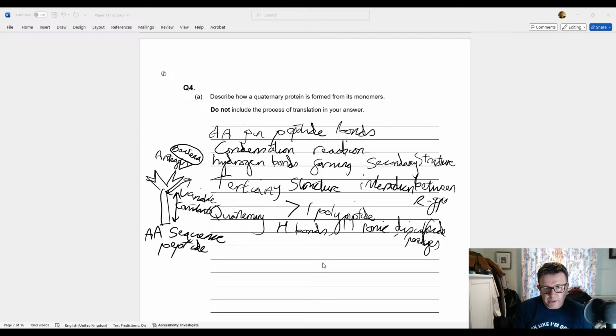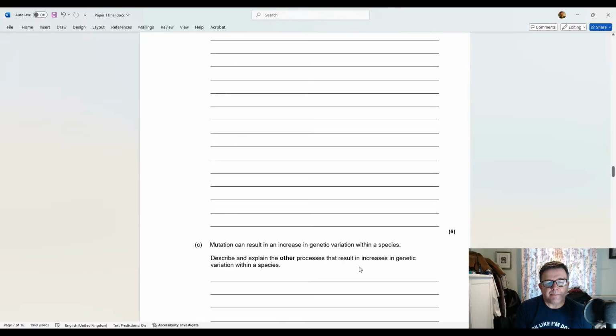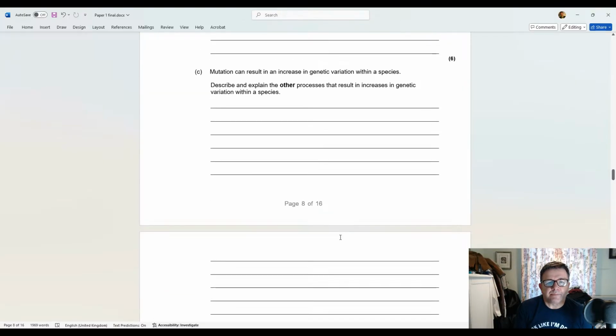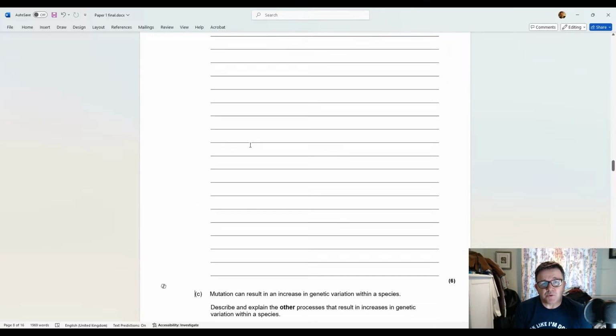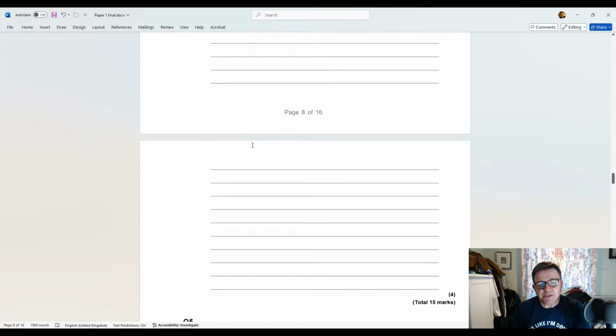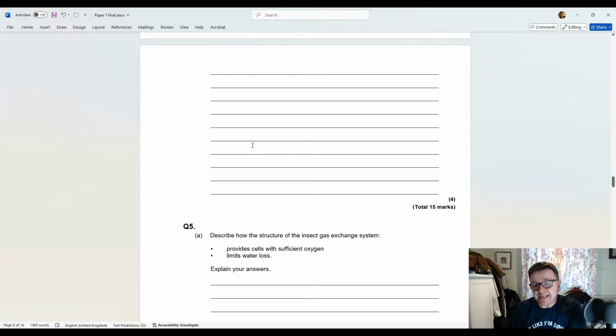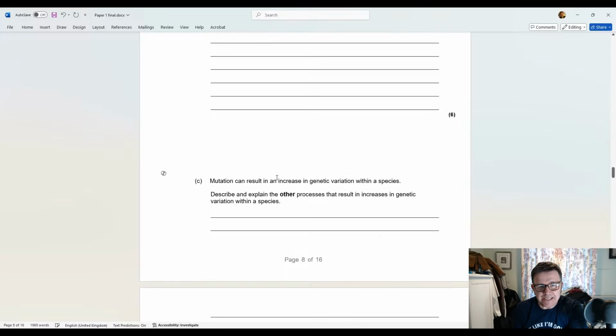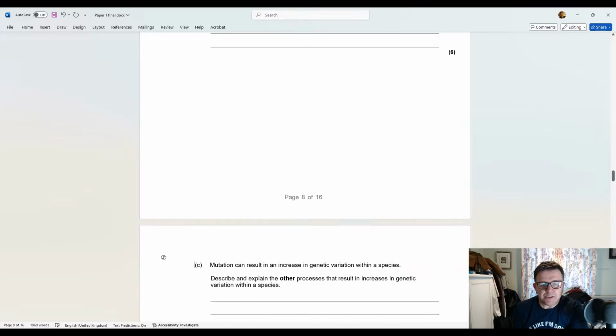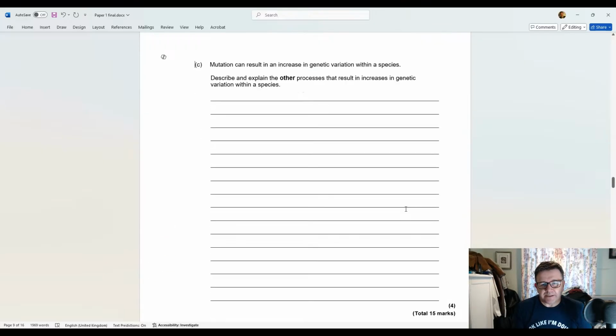Moving on quickly because time is against us. I haven't talked about genetic variation. I haven't talked much about mutations, and also gas exchange. One of the things that has not come up for a few years is insects, and I'm going to talk about insect gas exchange. Before I do, though, I want to talk about mutations and genetic variation.